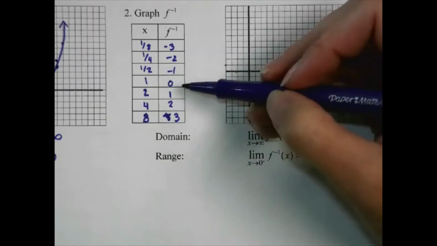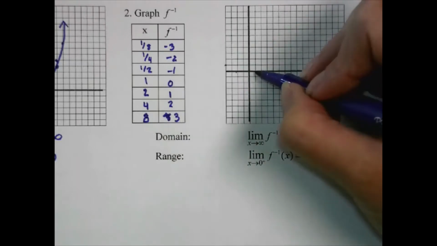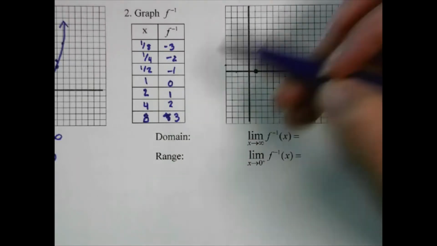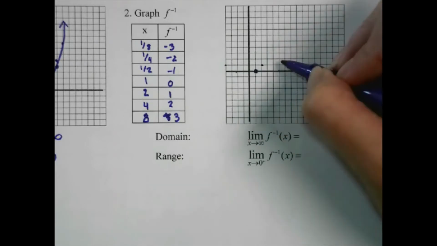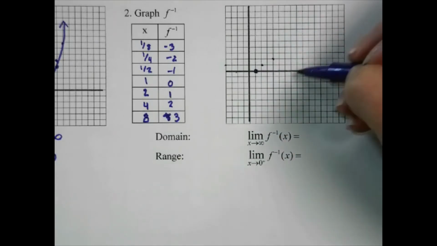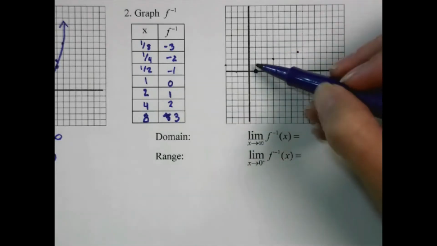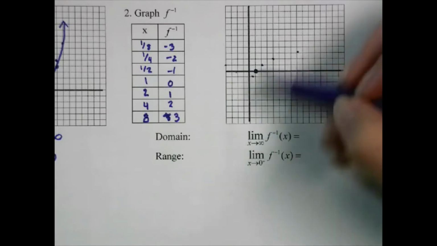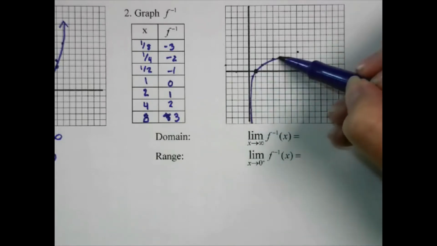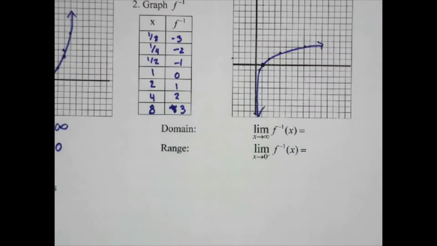Just like exponentials always cross at 0, 1, logarithms always have a point at 1, 0. The next point is going to be 2, 1; 4 is at 2, and 8 is at 3. Going this direction, 1/2 is at negative 1, and so on. So this graph is going to look like that. That's the graph of log base 2, but all logarithms will essentially look like that with different slopes.